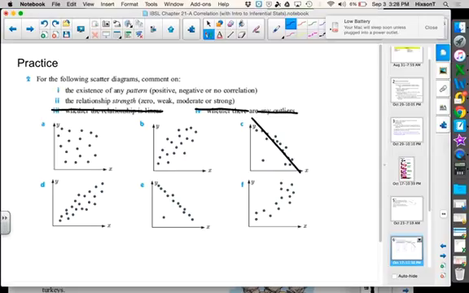Tony, can you do D? I said positive and moderate. Okay, good. A positive, moderate correlation. We could draw a line of best fit in there, and the points are pretty close to it. Okay.